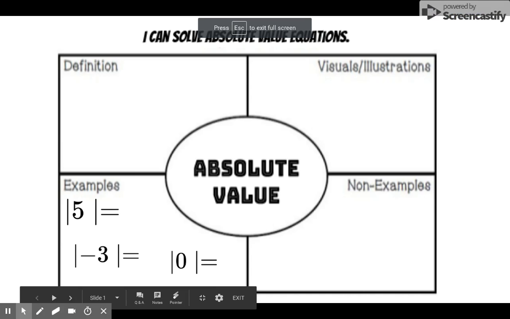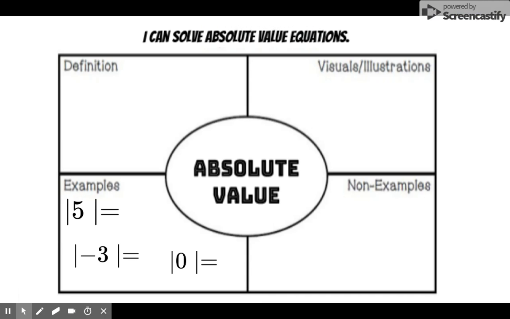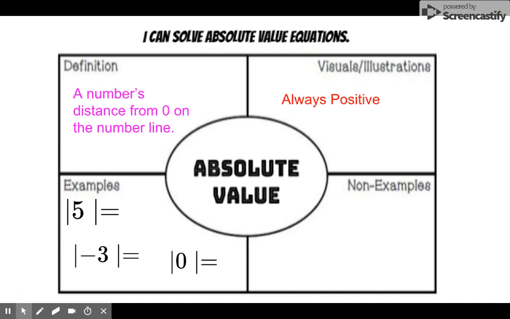So the learning goal today is I can solve absolute value equations. Before we can solve an absolute value equation, we have to know what an absolute value is. An absolute value is a number's distance from 0 on a number line. So because it's distance, it means it's always positive.